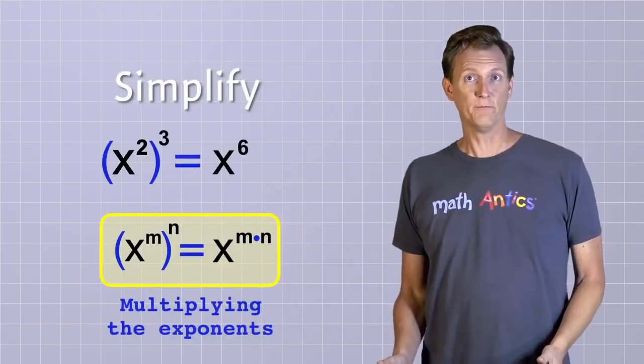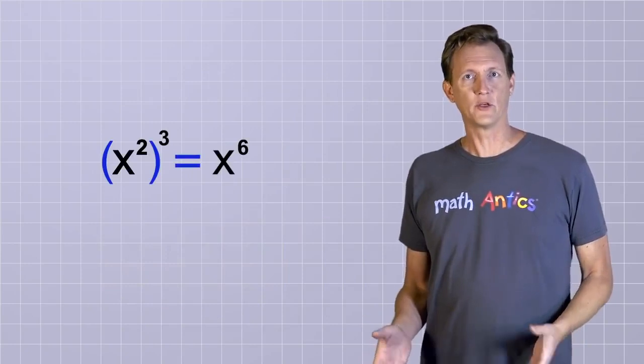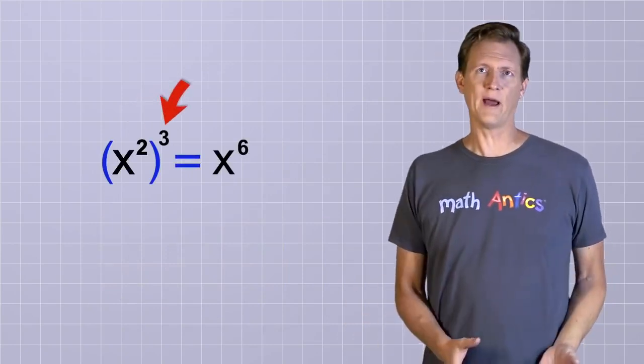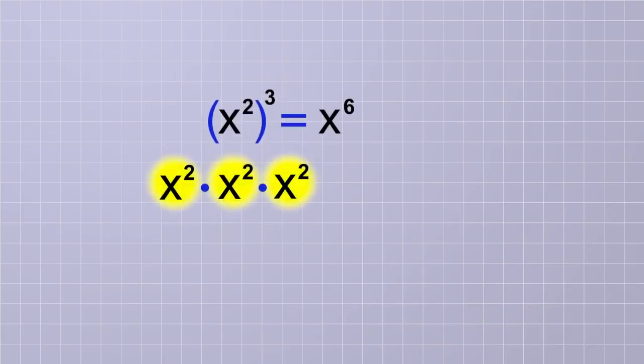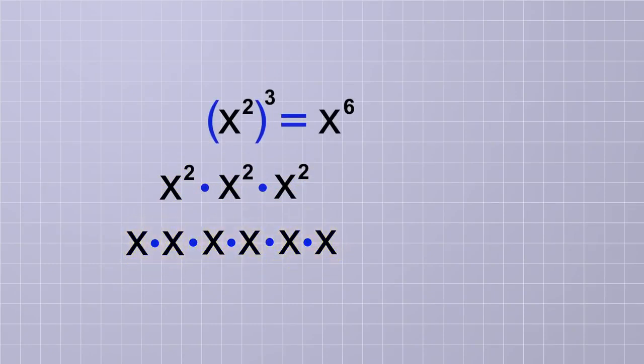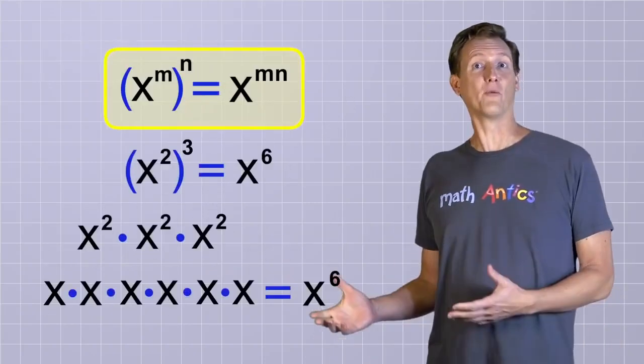Want to see why that's true? Well, think about what it would mean to raise x squared to the 3rd power. It would mean multiplying 3 x squared terms together, like this. And each one of those x squared terms simplifies to x times x, right? So we end up with 6 x's being multiplied together, which is just x to the 6th power. See, our law works great.